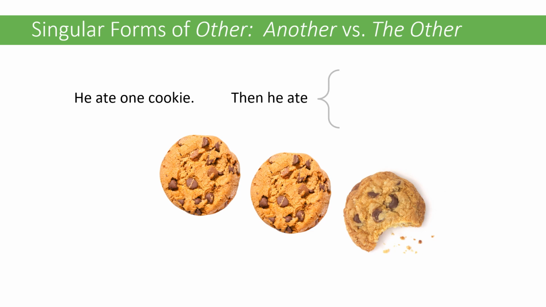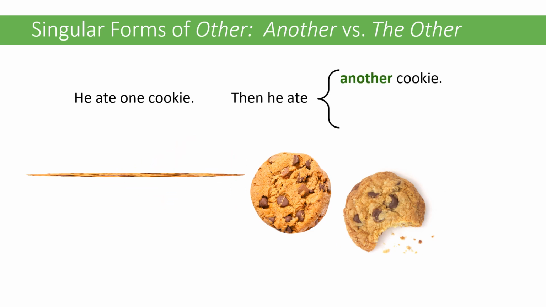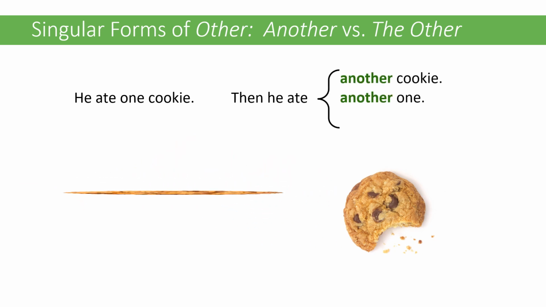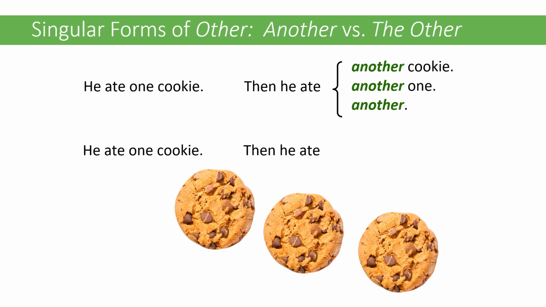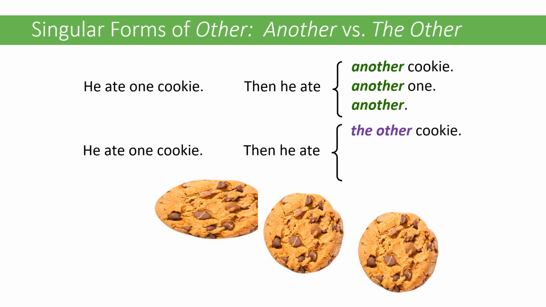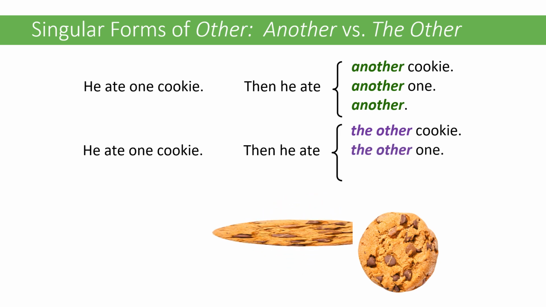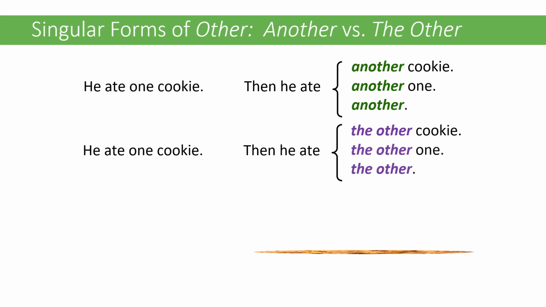So another and the other can be used as adjectives in front of a noun or in front of the word one. Look at the examples. He ate one cookie, then he ate another cookie, then he ate another one, then he ate another. We can also say he ate the other cookie, or the other one, or the other.